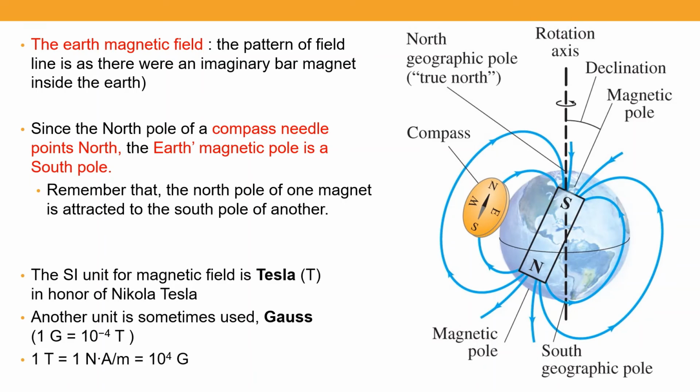Okay, since the north pole of a compass needle points north, the Earth's magnetic pole there is the south pole. So if you notice here, this is the north pole from our usual understanding, near the Arctic, on north. So that means that it is the north pole. However, magnetic wise, it is actually the south pole, the magnetic south pole. So that's why our compass will always point towards the north, because it is attracted to the south pole of the magnetic. So it is reversed. Please remember that. Remember that the north pole of one magnet is attracted to the south pole of another.